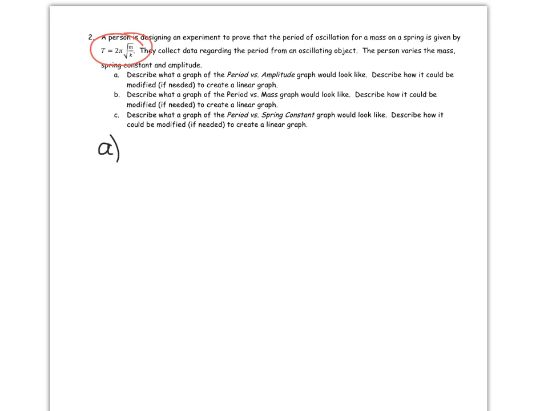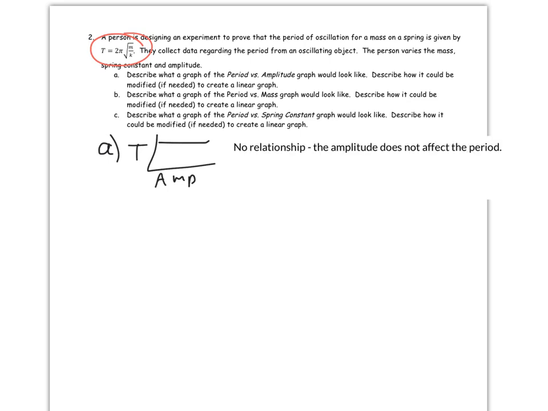So for the first one, we want to describe the graph of period versus amplitude. And what we would see for that graph is no relationship. We know that the amplitude has no effect whatsoever on the period, so changing the amplitude won't change the period at all, and we'll just have a horizontal line. We don't need to linearize this at all.